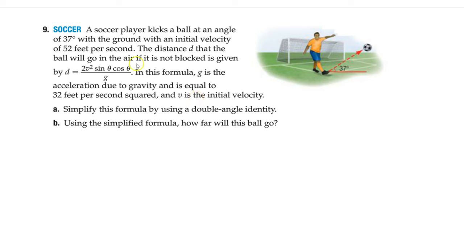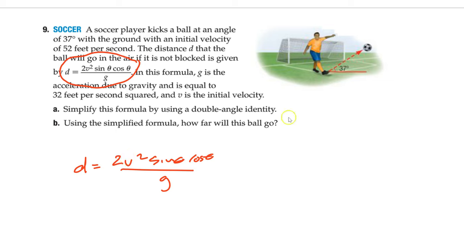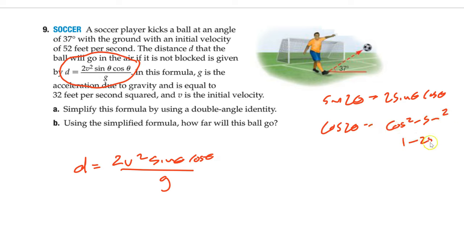So they want me to simplify this. Now that's a little tough. Now, if you notice, there's no sine 2 theta, cosine 2 theta. They want us to go backwards. So let's look at our two formulas. That's 2 sine theta cosine theta. Cosine 2 theta, there's a lot of them, but cosine squared minus sine squared is one of them, and 1 minus 2 sine squared is the other, and then 2 cosine squared minus 1.